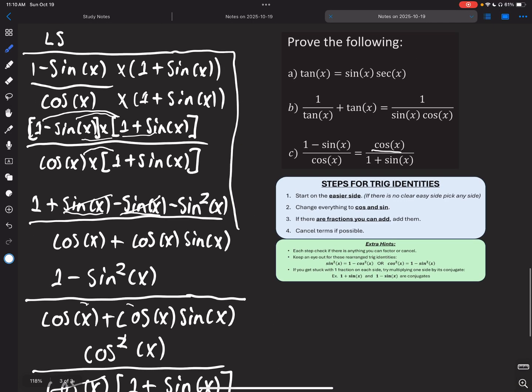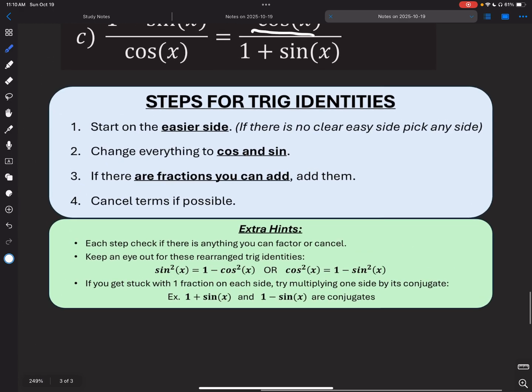And you can see here by following this table of steps, we can solve any trig identity. It takes a bit of patience, and you've got to go through each of the steps and look out for those extra hints. But you can solve any of these trig identities with these steps right here.